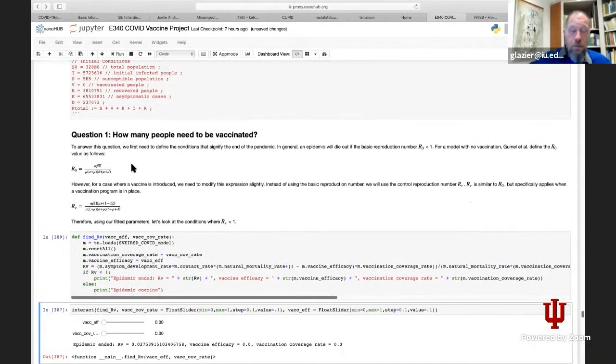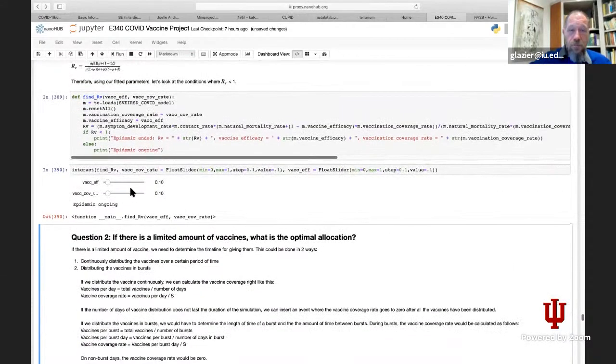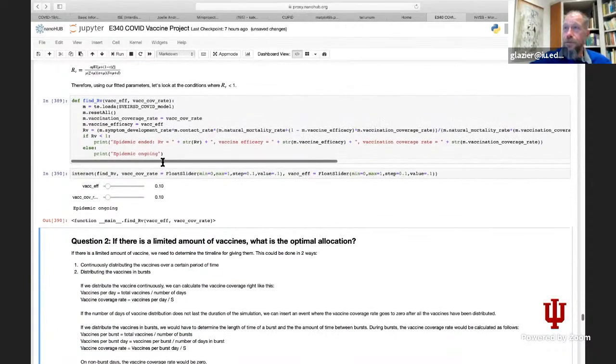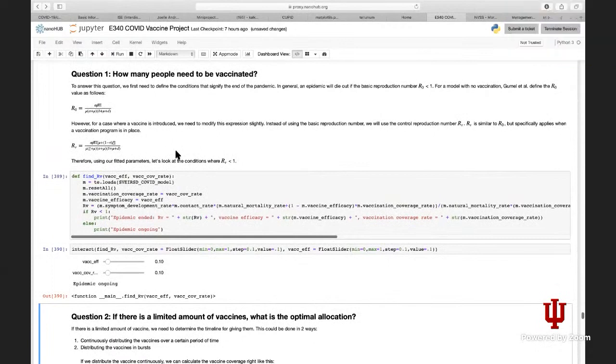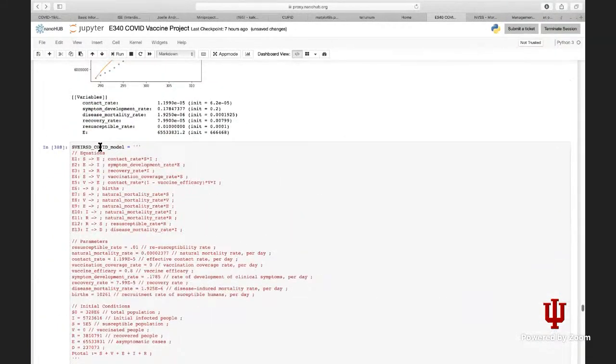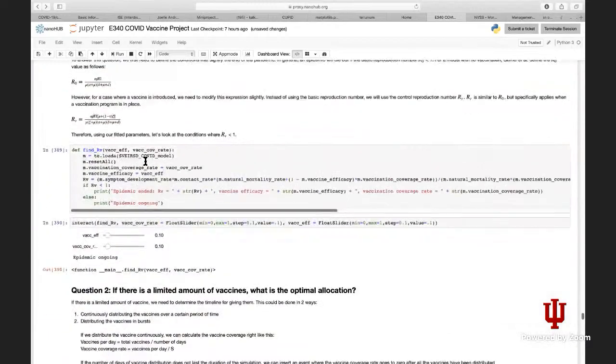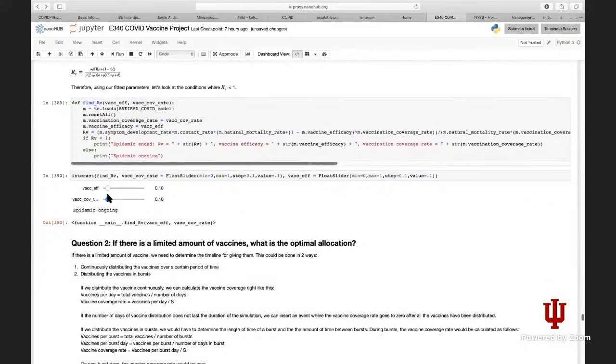That's okay. Don't. You've presented a lot, so don't sweat it if something doesn't work. Yeah, I think the reason was that I had used this model name previously, so I updated it. And now we see that if we only have a 10% vaccine efficacy, the epidemic is still going to be ongoing.